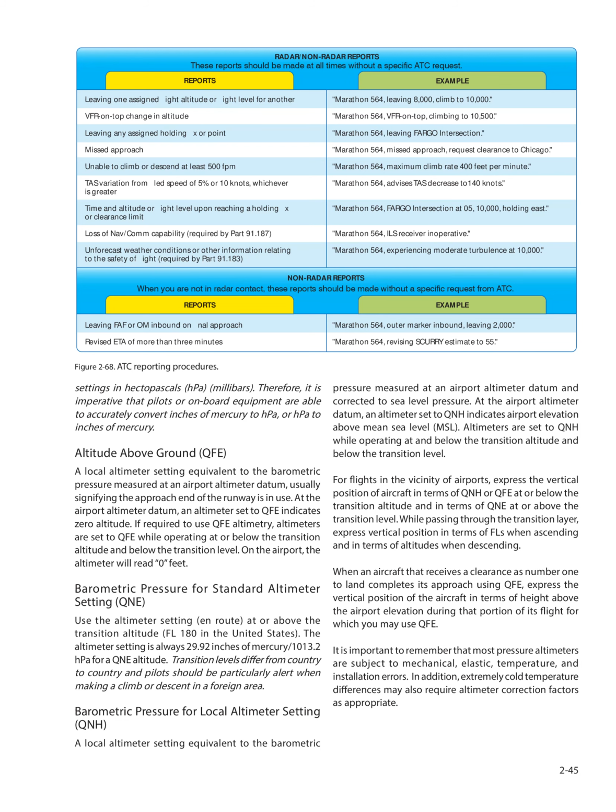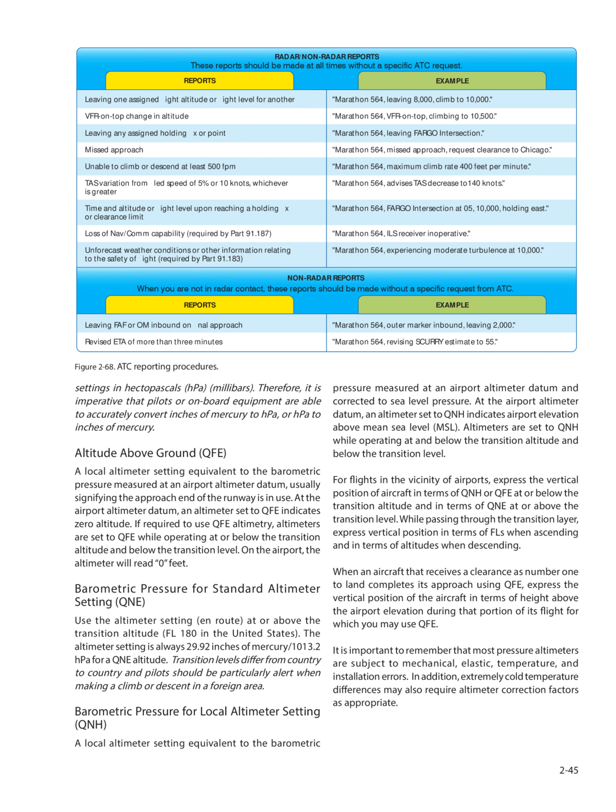Therefore, it is imperative that pilots or onboard equipment are able to accurately convert inches of mercury to HPA, or HPA to inches of mercury. Altitude above ground, QFE, a local altimeter setting equivalent to the barometric pressure measured at an airport altimeter datum, usually signifying the approach end of the runway in use. At the airport altimeter datum, an altimeter set to QFE indicates zero altitude.